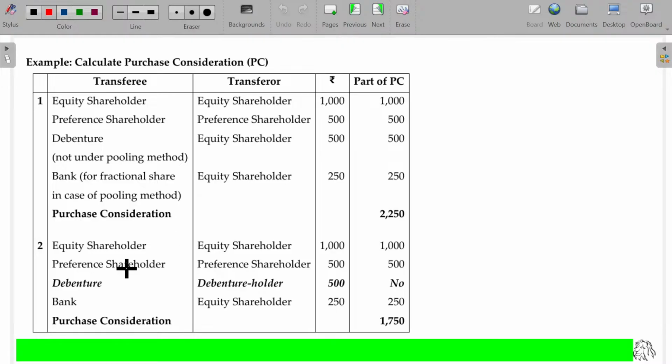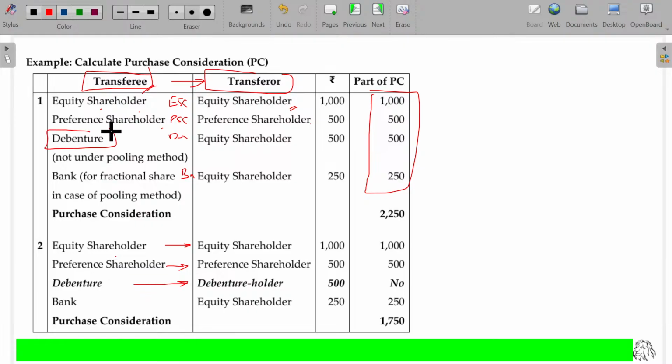Now, transferee being equity shareholders, transferor being equity shareholders. Preference shareholders, further preference shareholders' benefit is given. Debenture from the transferor company, the benefits are transferred. What are they? Equity share capital, preference share capital, debentures, and bank, whatever it may be. You have to add up all these values as part of purchase consideration. If the equity share capital is offered to the equity shareholders, preference share capital offered to the preference shareholders, debenture offered to the debenture holders.